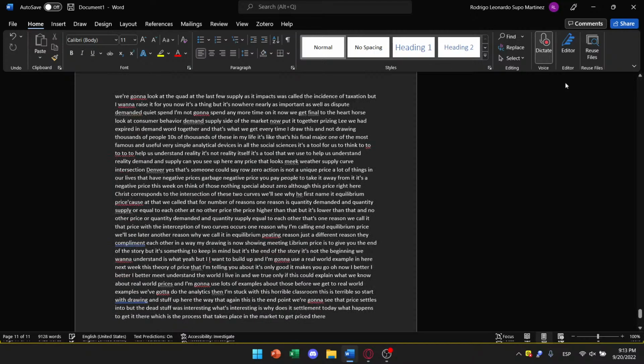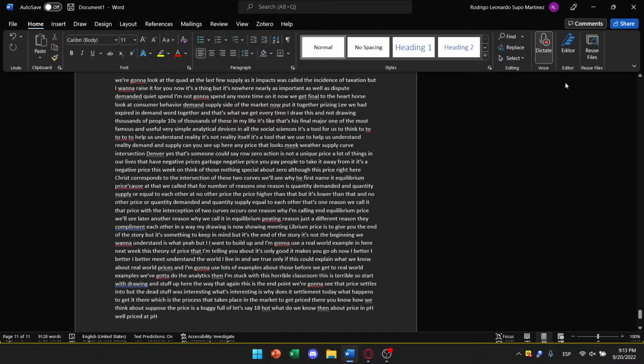So here's how we think about it. Suppose the price is above equilibrium. Let's say it's here, PH, or high. What do we know then about price at PH? Well, at price PH, quantity supplied is here, quantity demanded is here.